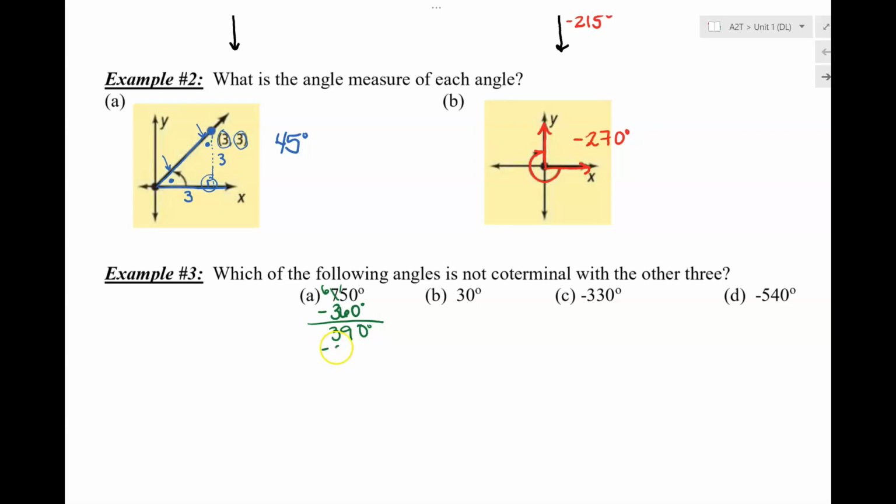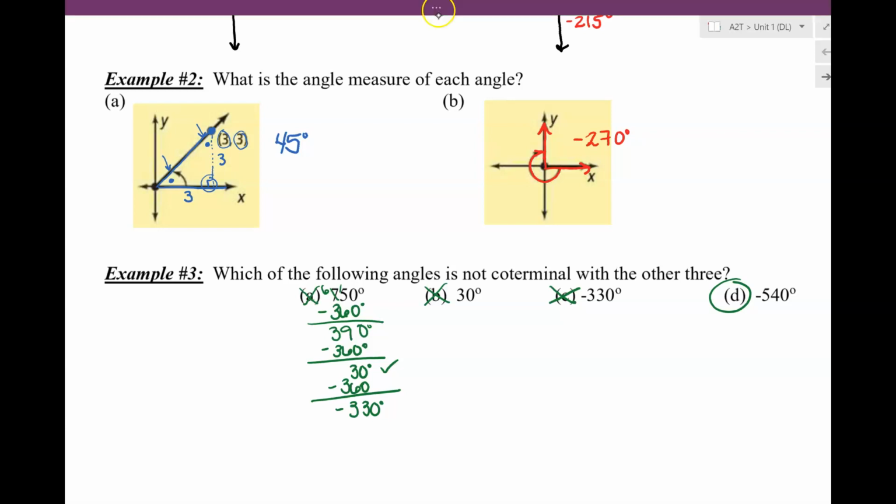Okay, I'm going to keep subtracting because 390 is not on my list. But let's just see if I subtract 360, we get 30 degrees. Okay, that is on the list. So 750 and 30 degrees are coterminal. I'm going to keep subtracting 360 to see what happens. Negative 330. So that means by process of elimination, negative 540 degrees is not coterminal with the other 3. They all have to be related in multiples of 360 degrees because that means they share the same terminal side.